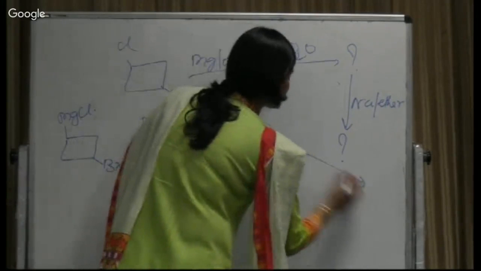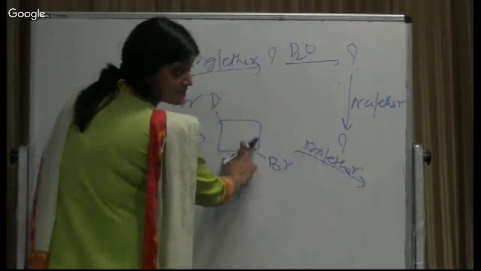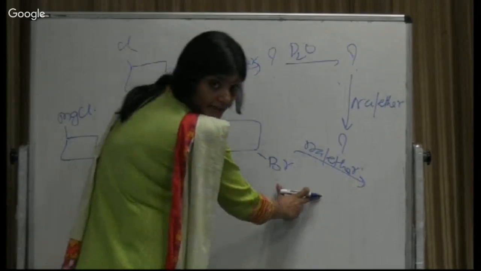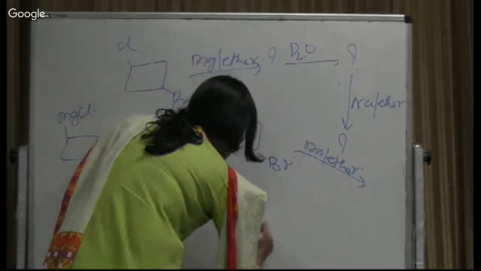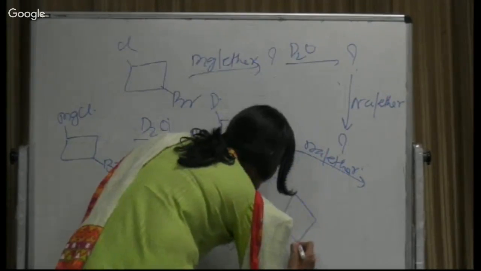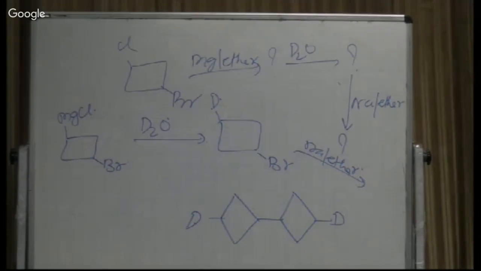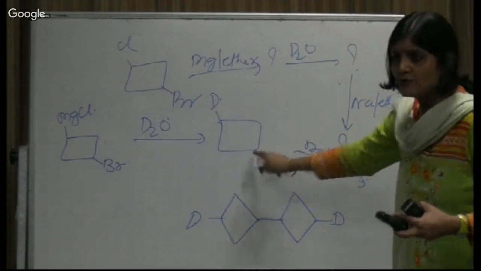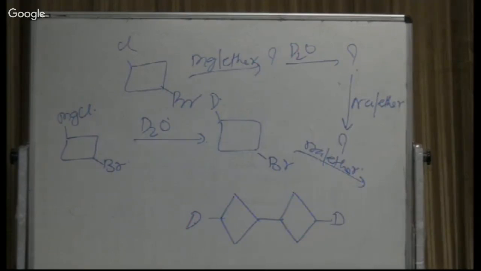उसके बाद क्या रिएक्शन है? Wurtz reaction. ठीक है? So this carbon having halogen and the other carbon having halogen will combine with one another. So what will be the product? That is the product you will get. ठीक है ना? The cyclobutane. So the two carbons will get linked to one another. ठीक? That is the product.